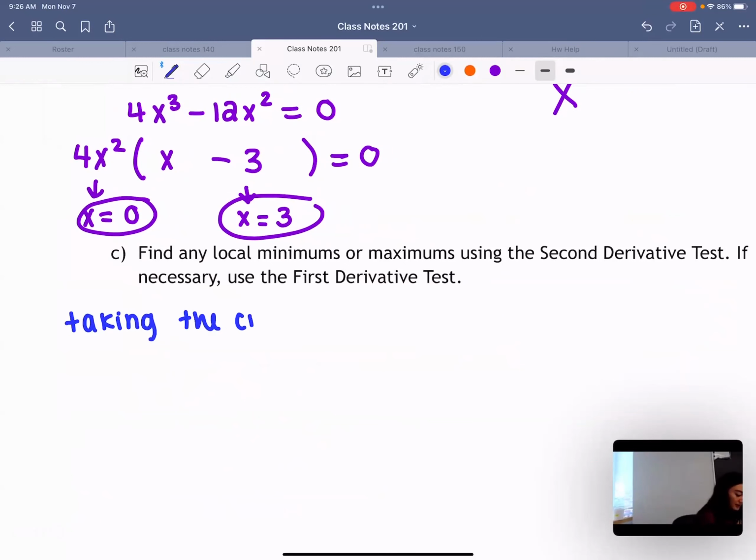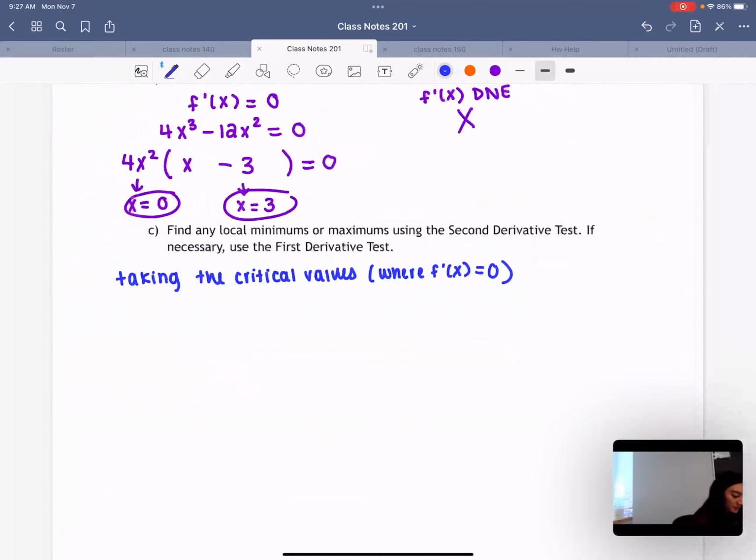Okay. So essentially what we're doing is we're taking the critical values, and not just any critical value, but the critical values where the first derivative equals 0, right? So where f prime of x equals 0, okay? And we're plugging them into the second derivative, okay? So we're plugging them into f double prime of x, okay? All right, we got 0, we got 3.